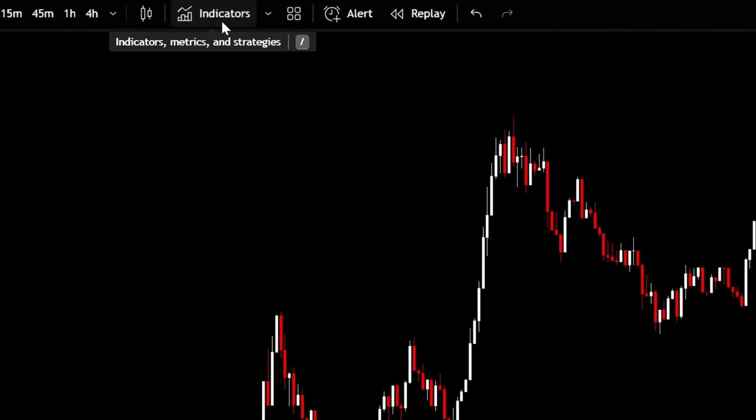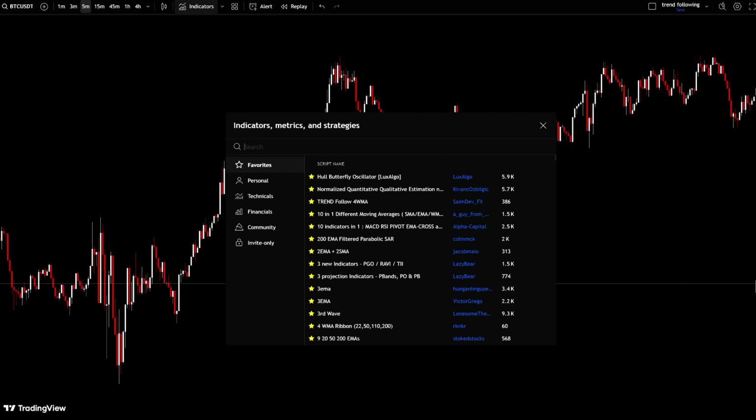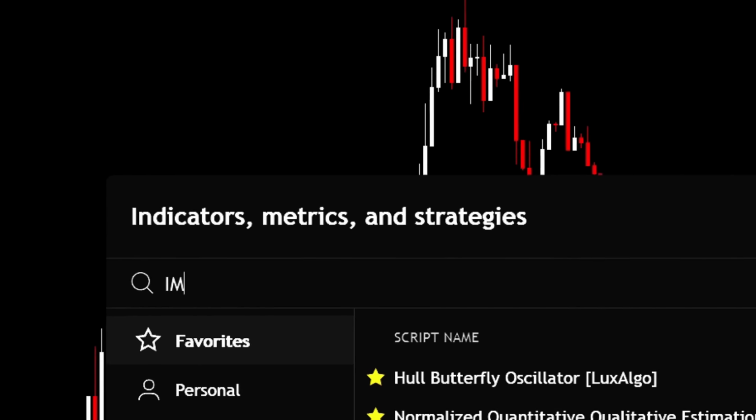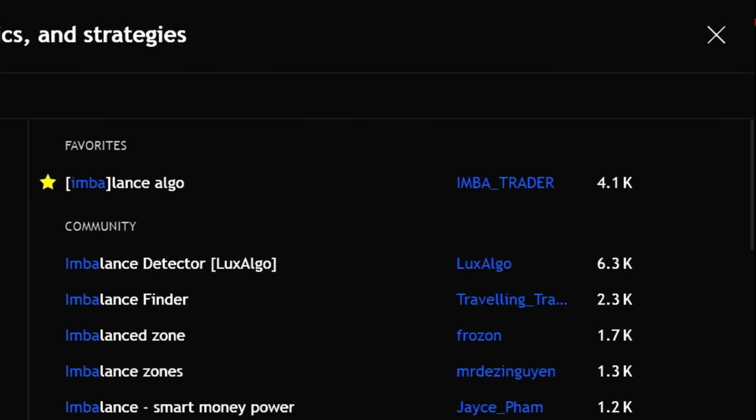So first up is the Imbalance Algo. Adding it is easy. Head over to TradingView's indicator section. Type in Imbalance Algo and click it to add it to the chart. But let me show you why this is more than just one line on your chart.